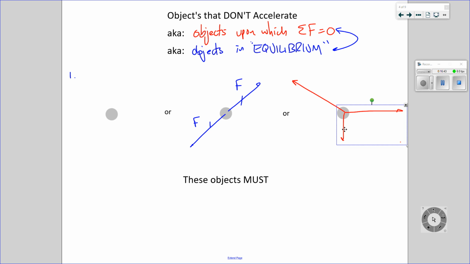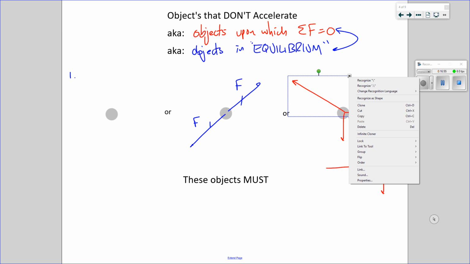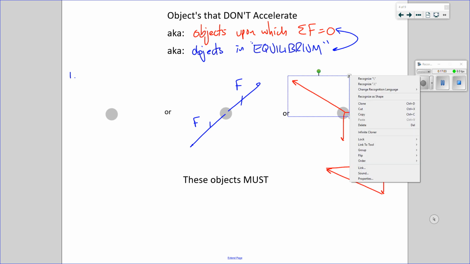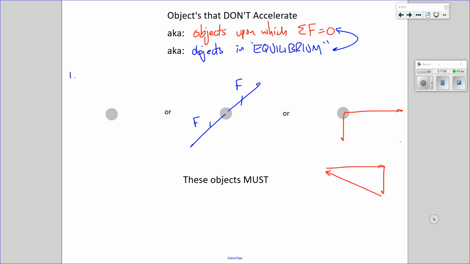Watch, I can take these 2, clone, put them over here, ungroup them. Take this one. We can add these forces tip to tail. I'll take this one and clone it and put it here. That's much better. Let me delete this one. So look, since these 3 forces, added tip to tail, give you no resultant at all, this means that this object is also in equilibrium. Those are 3 objects in equilibrium, 3 objects upon which the net force exerted is 0. So these objects must not accelerate.